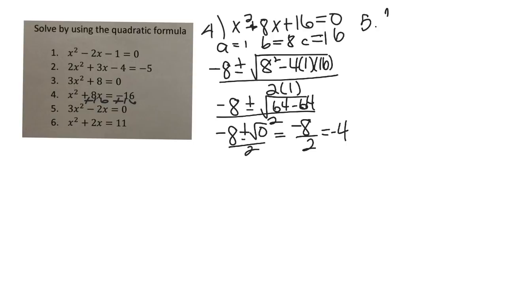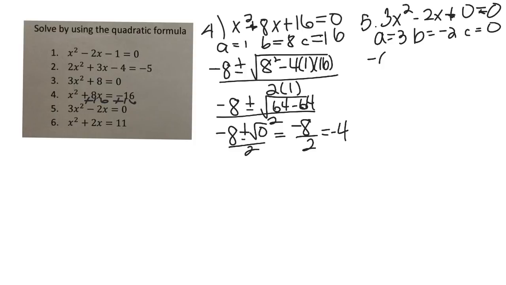Number 5, 3x squared minus 2x. It's already equal to 0. So we have a plus 0 on the end, so that means our c is 0. So a is 3, b is negative 2, c is 0. And we have negative 2. Don't forget, if it's negative, you're going to have both negatives.